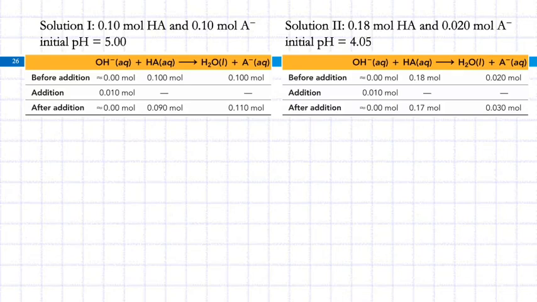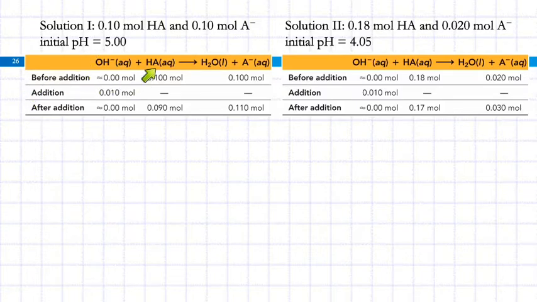So we have solution 1 and solution 2. In solution 1, we have equal amounts of the acid and its conjugate base. In solution 2, we have a lot more of the acid, only a little bit of the conjugate base. We're going to add an equal amount of hydroxide to both of these and see what the pH ends up as, and look at how much it changes relative to the initial pH. This has a lower pH because there's more acid present than base, so the pH is lower than the pKa. Here it's the same as the pKa because we have equal amounts.